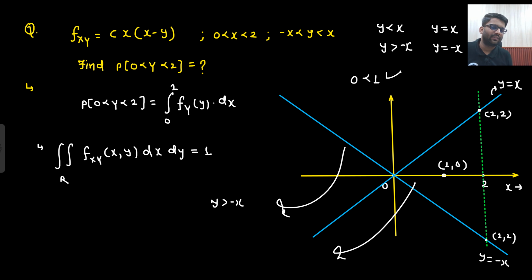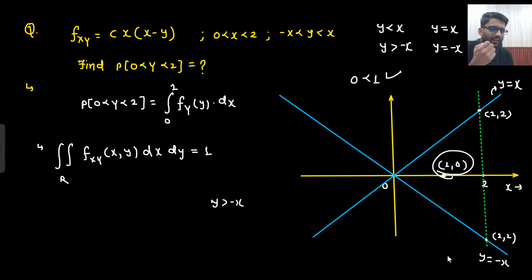So what will be the region? y should be greater than minus x. So let's take any point, let's take this point, 1 comma 0. If I put y equals 0 and x equals 1, then 0 is greater than minus 1. Yes, that means this particular region is satisfied.